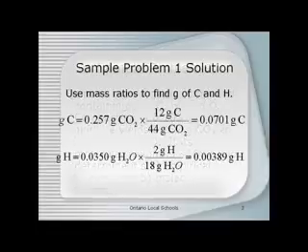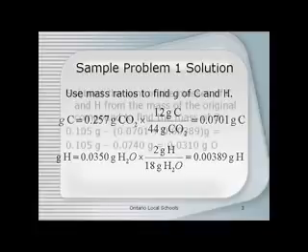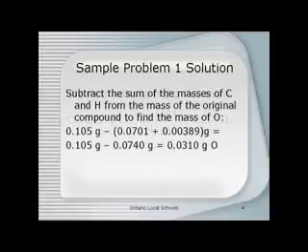Welcome back. Let's see how you did so far. To find our grams of carbon, we took the mass of carbon dioxide, 0.257 grams, multiplied it times the mass ratio of 12 grams of carbon for every 44 grams of carbon dioxide, and we've got 0.0701 grams of carbon. For our grams of hydrogen, we took 0.0350 grams of water times the mass ratio of 2 grams of hydrogen for every 18 grams of water, and we got 0.00389 grams of hydrogen. We found the masses of the carbon and hydrogen in a traditional way.